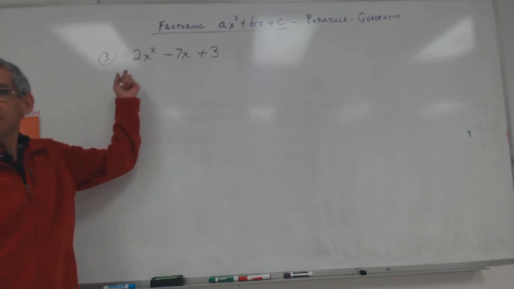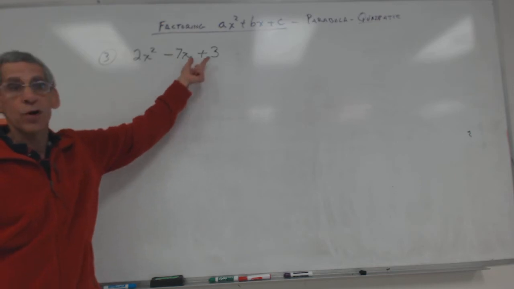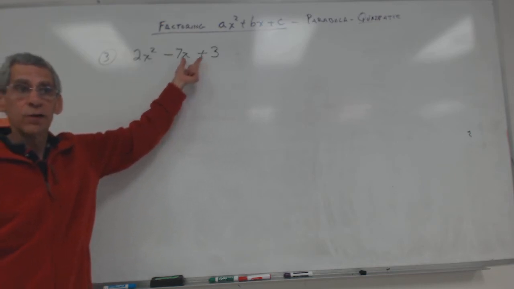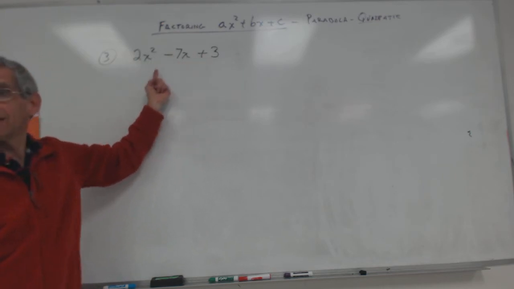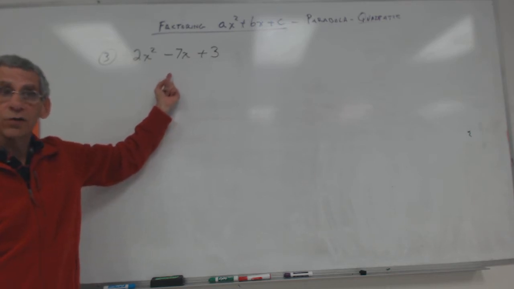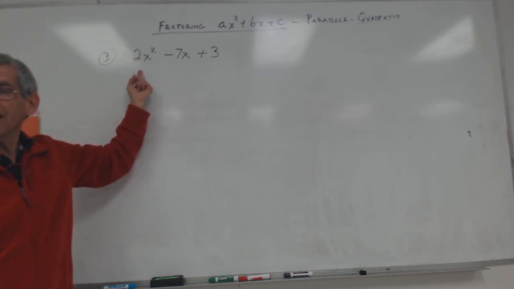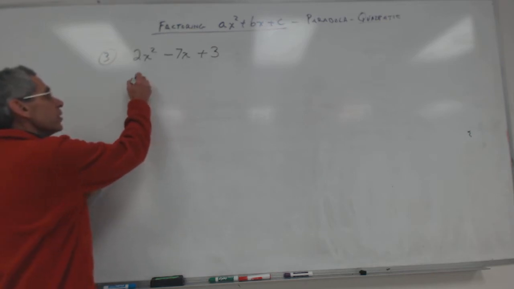Now, this is a quadratic trinomial. There's a trinomial. There's 3 terms. Tri means 3, right? Trinomial. And it's quadratic because it says x squared, right? We know that. So we know this is going to be a parabola. But doggone it, the a is not a 1 anymore. It's a 2.